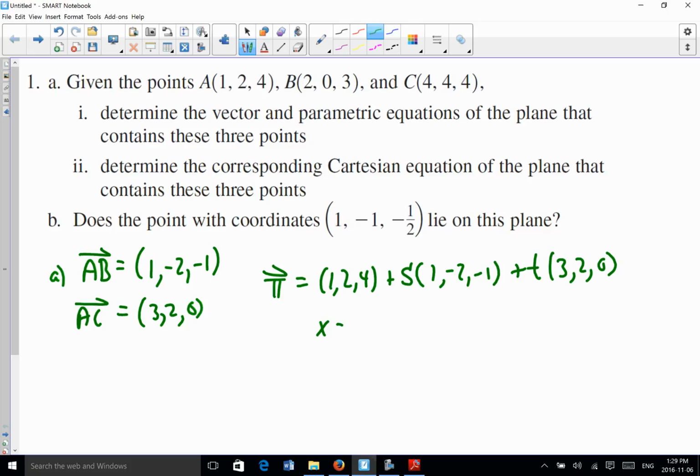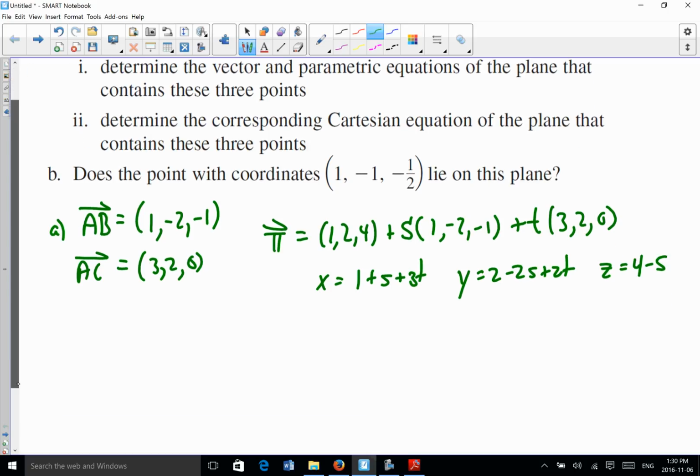Parametric, well, that would be x equals 1 plus s plus 3t. Y would be 2 minus 2s plus 2t. And z equals 4 minus s. Here's part 1. Part 2, let's figure out the Cartesian.